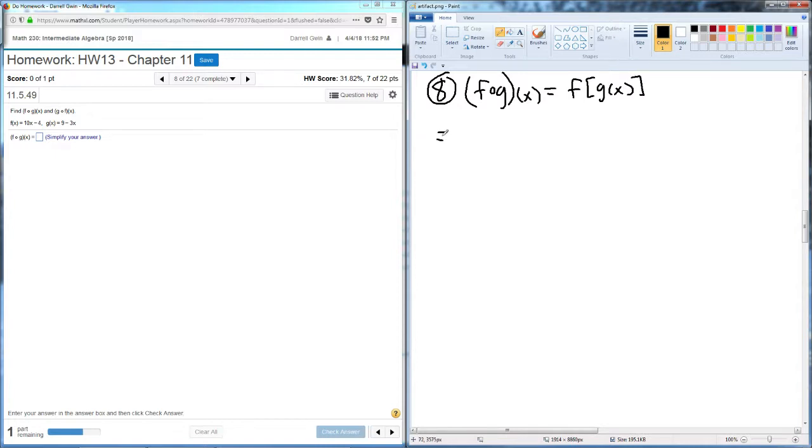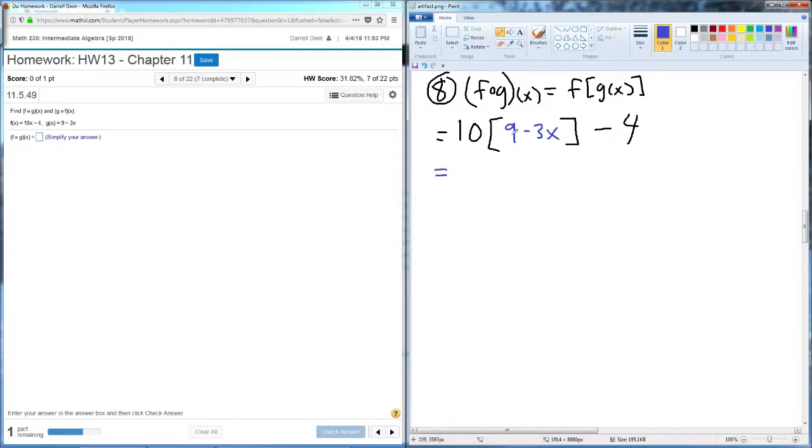There we go. We'll start with drawing f. f is 10x minus 4, so 10x minus 4. That's the f function. 10x minus 4. And then the g gets plugged inside f. g is 9 minus 3x.